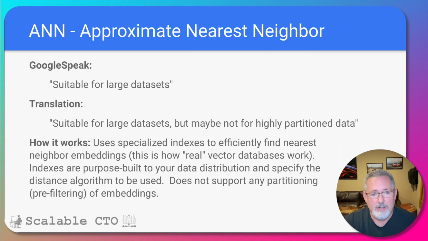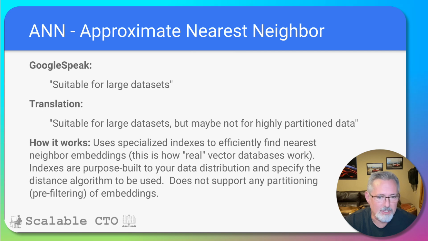Approximate nearest neighbor, Google says, is suitable for large databases, large data sets, which is true. Great. It is suitable for large data sets, but it may not be a great solution for highly partitioned data. So if you do have highly selective queries that do a lot of pre or post filtering, it may actually not be the greatest solution, even though it's a very cool piece of tech and it's highly efficient.